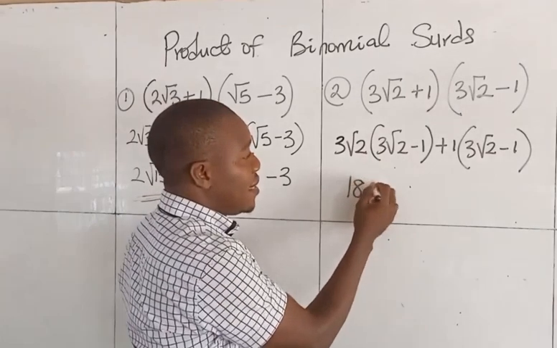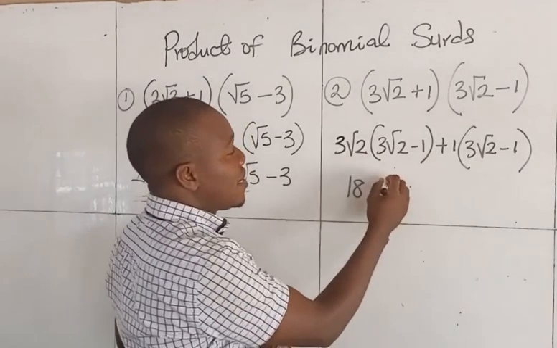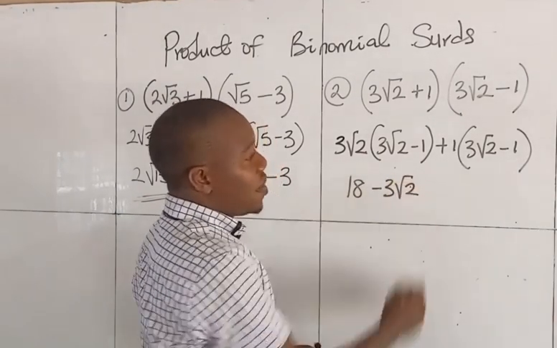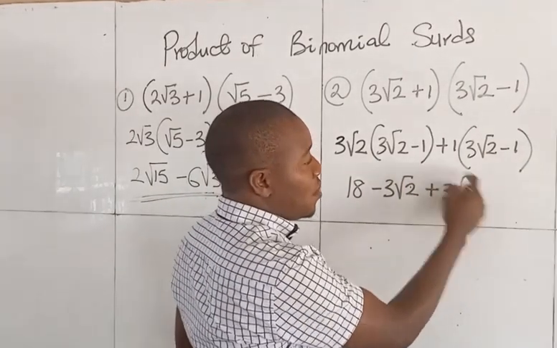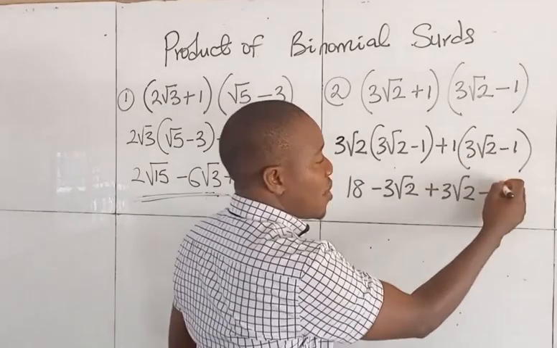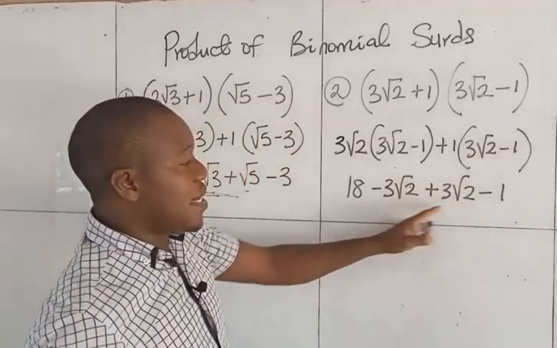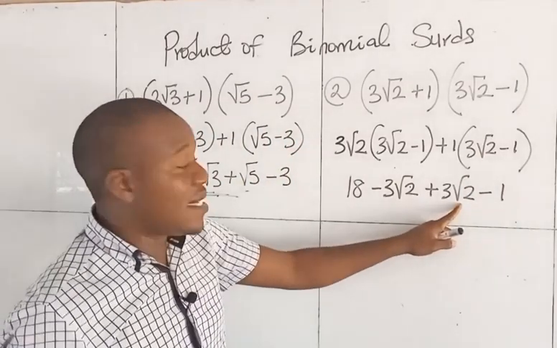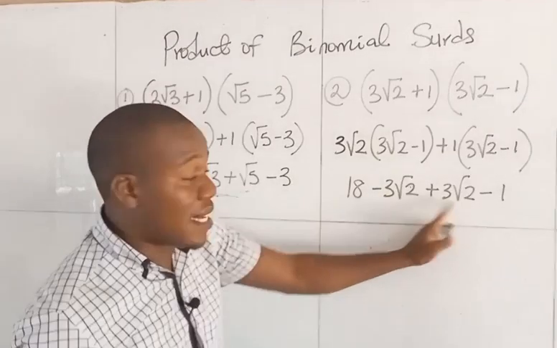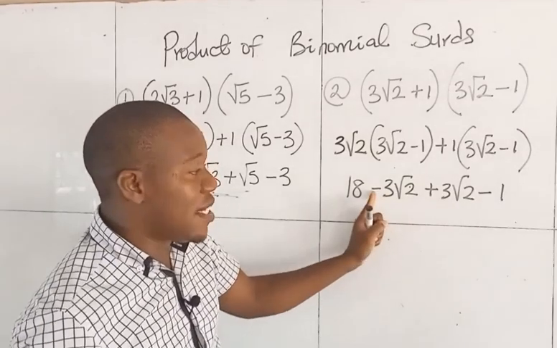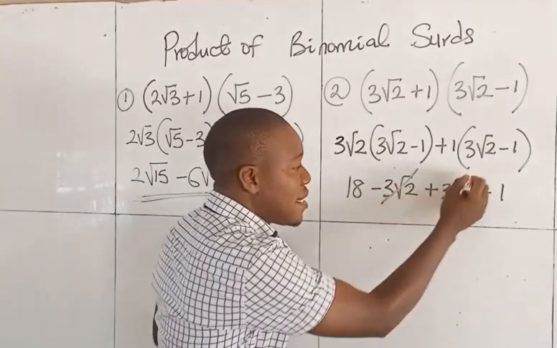This gives me 18 minus 1 times this, which is still 3 root 2. And then plus 1 times this, 3 root 2, plus and minus, minus. 1 times 1, 1. So look at this very well. They are similar surds, so we can add or subtract. So when you add and subtract, what do you have? Minus 3 root 2 plus 3 root 2, they are similar, they are the same. But one is minus, one is plus, so they cancel themselves out.